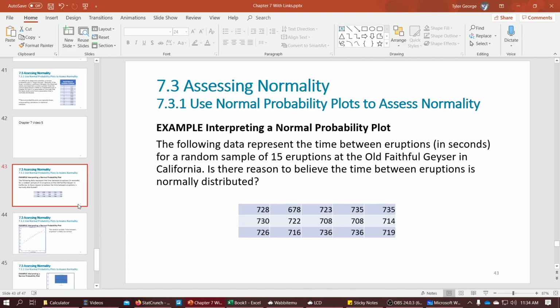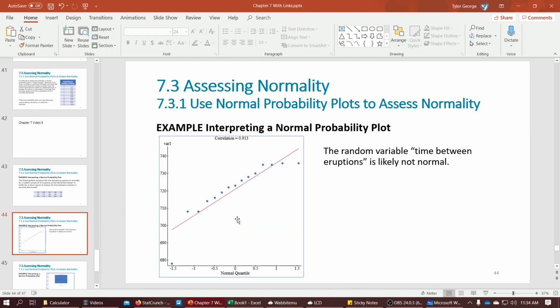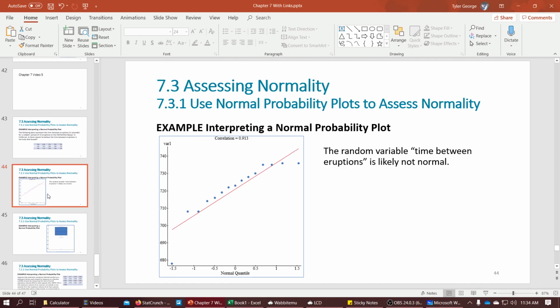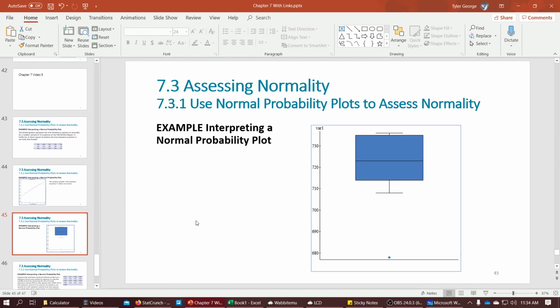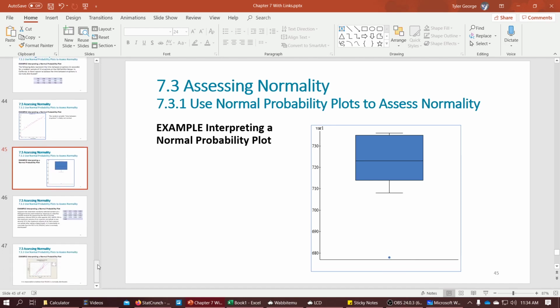Okay, so next example here, the time between eruptions is likely not normal, 0.913. So we can then ask ourselves, why is it not normal? Well, we can look at a box plot, and we'll notice that there is, in fact, an outlier here. So that outlier may be likely causing that lack of normality. One researcher would then go investigate, what is that outlier even? Is it real data? Is it mistaken data? And maybe they remove it, maybe they don't. There could also be other distributions than normal.